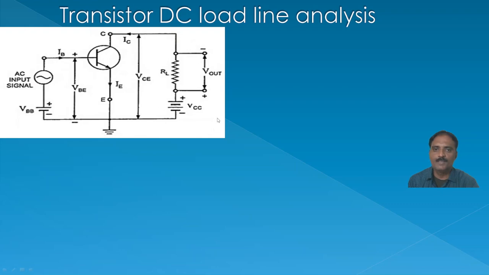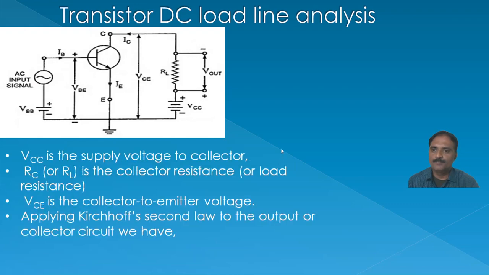Here VCC is the input voltage in the collector circuit, and similarly VBB is the input voltage in the base emitter circuit. We are going to consider the output across RL or RC, and if you apply Kirchhoff's voltage law at the output side, VCC is the voltage, and this will be equal to the drop across this resistance RL or RC plus the voltage VCE. So you can write the equation as VCC equal to VCE plus IC into RC.